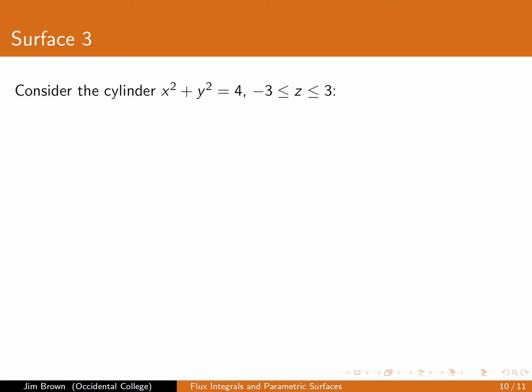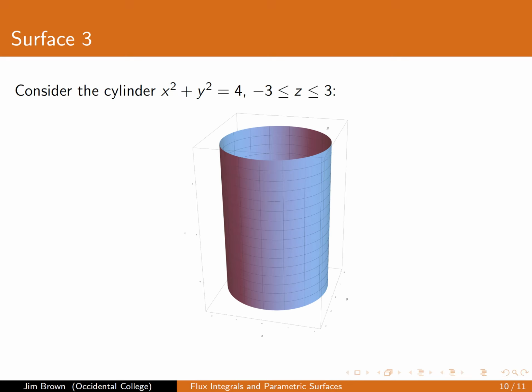Let's try one more surface to look at here. So let's consider a cylinder. It's x squared plus y squared equals 4, and we're going to let the z values go between minus 3 and 3. If you remember how to graph something like that, it looks like this. This is our surface S here. Just think of it as a circle that we're dragging. Start down there at z equals minus 3, and we just drag a circle of radius 2 upwards until we get to z equals 3. And that's our surface.